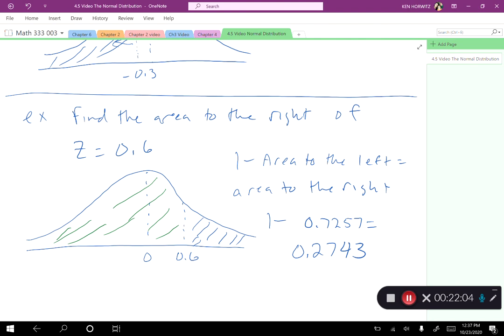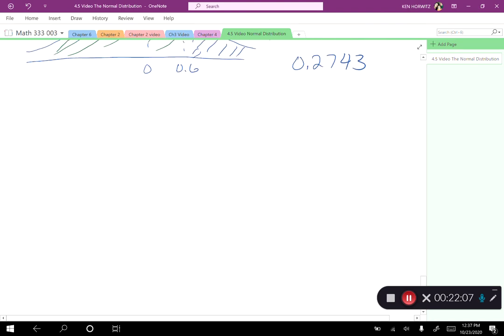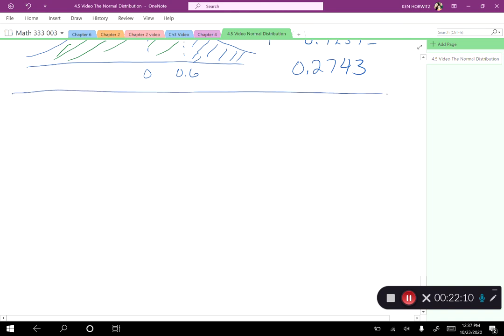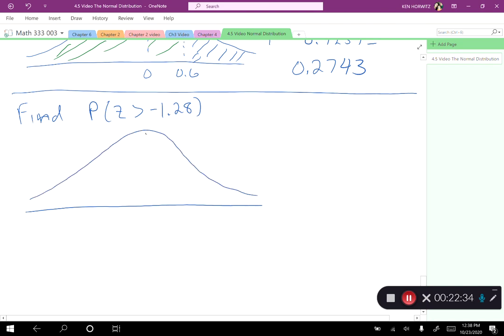So I'm going to change the information again, and let's see how we do. All right, so what if I just said find the probability that z is greater than 1.28? So now I'm asking about probability, but it's still area under the curve. Remember, area under the curve is your probability. So like I said, I always make a graph. This way I can figure out if my answers are reasonable or not.